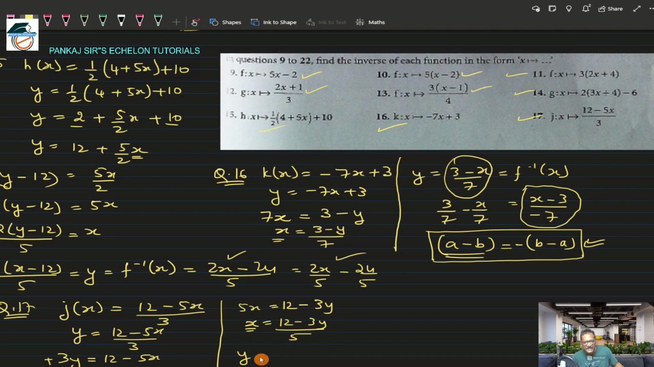Now you just swap the variables. So instead of x I'll write y, and instead of y I'll write x. Fine. Now this y is nothing but my f inverse of x. Got it? So my f inverse of x is this, (12 minus 3x) upon 5. This is the answer for the last one, that is the 17th of today's video.